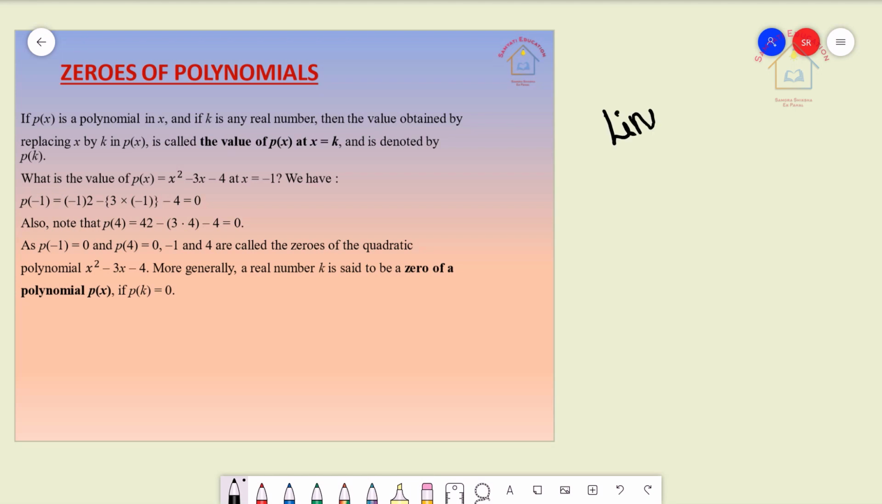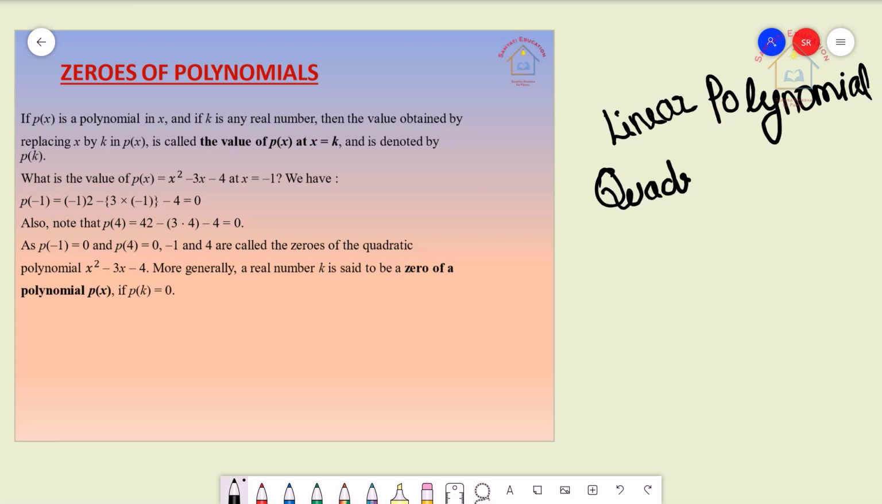linear polynomial, quadratic polynomial, and cubic polynomial.